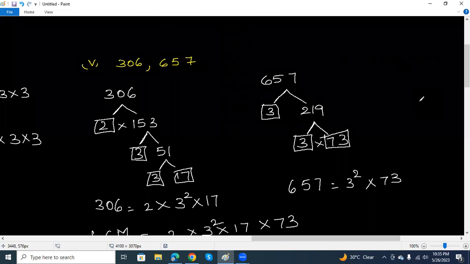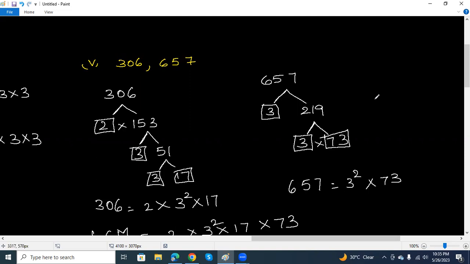In this way, we can do the prime factorization and find out the LCM and HCF. Remaining questions we will see in the next video.